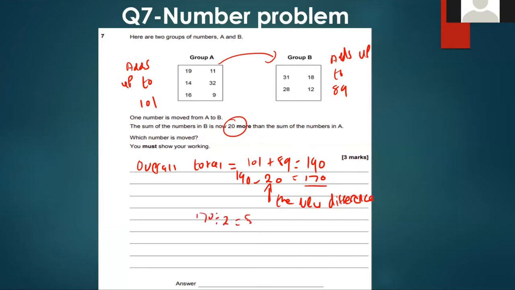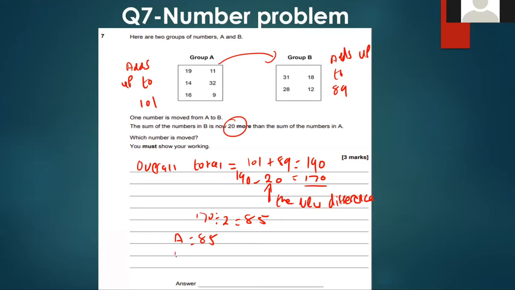170 divided by 2 is 85. So the new amount A now has to be equal to 85. And you've got that by dividing this by 2, because you've got 2 boxes, okay? And what you've got is 85. So that must mean that A has to equal 85, but the total now adds up to 101. So how can we get down from 101 to 85?